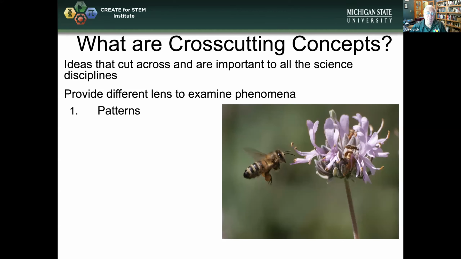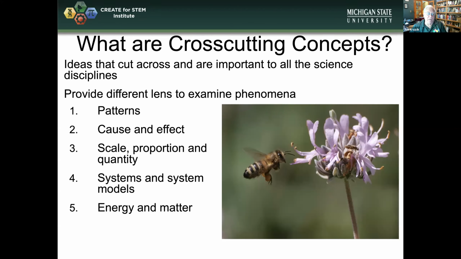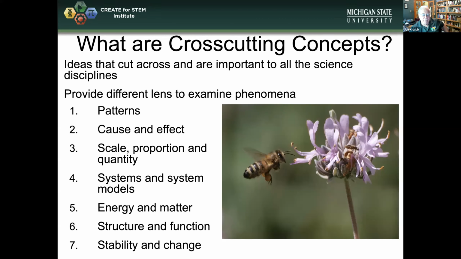Patterns, structure and function. I'm listing as I go down the side here the 7 cross-cutting concepts. These are big ideas, but they're not just true for one discipline, they're actually true for all the disciplines. Systems and systems modeling is such a critical idea that cuts across the disciplines, and yet we hardly spend any time helping kids understand what a system is.